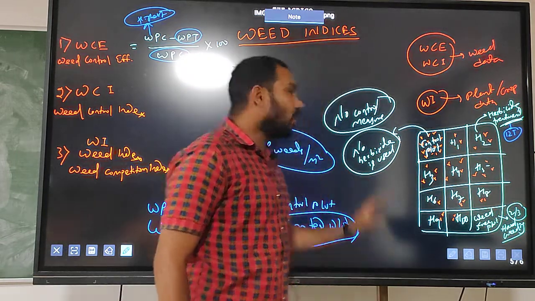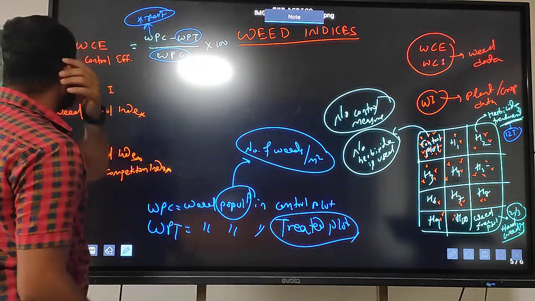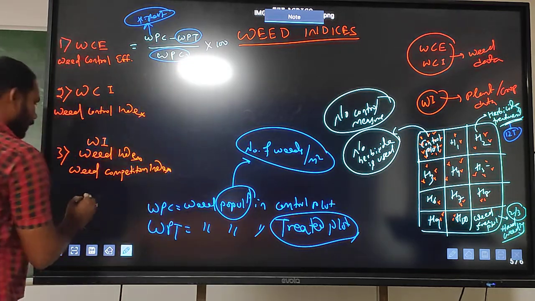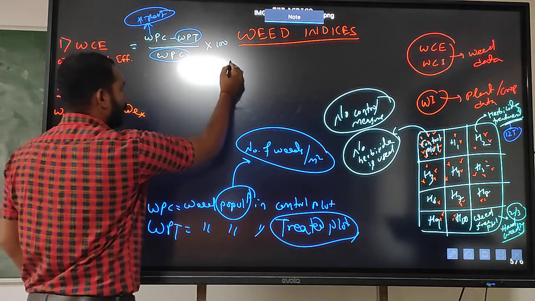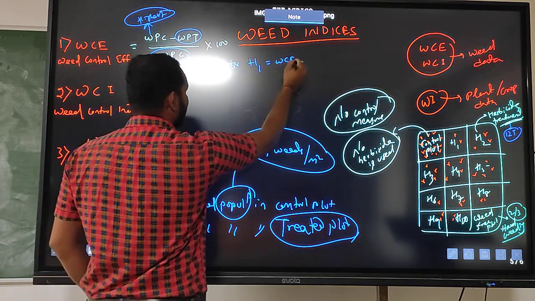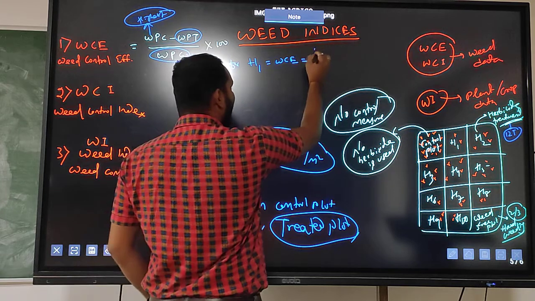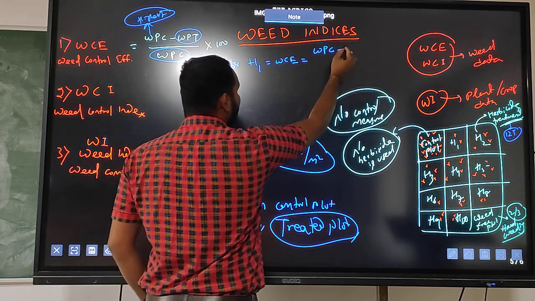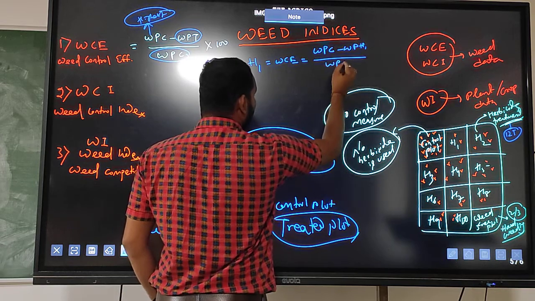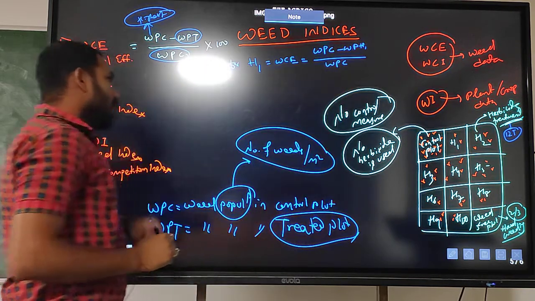Okay. So if I go to the calculation for herbicide 1, for H1, I will calculate the weed control efficiency. I will say the weed population in control plot minus the weed population in herbicide 1 plot, divided by the weed population in control plot.